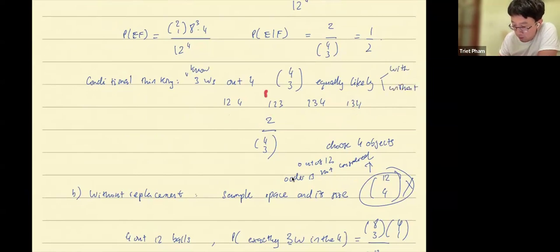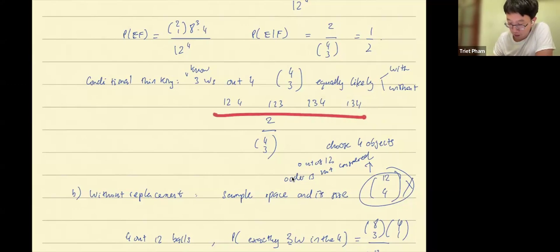These 4 possibilities are equally likely. And that's the rub, okay? With or without replacement, these 4 positions, 3 whites out of 4, are equally likely among each other. And therefore, 2 of them have 1 and 3 being whites. So it's 2 out of 4.